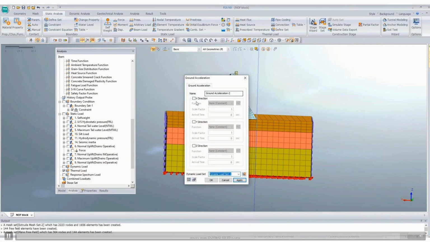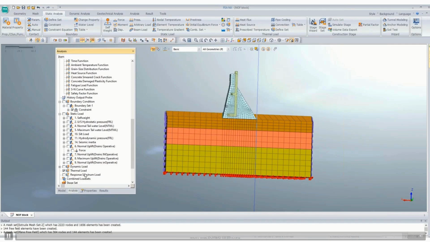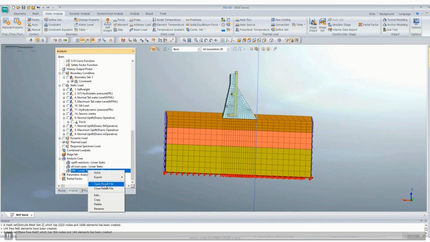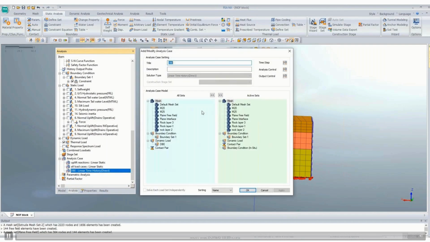Okay, ground acceleration in x direction, dB horizontal, I have to multiply it with minus 0.12, and z direction, dB vertical, that was 0.08. Okay, I'll name it dB. So I'll edit this. I have this dynamic load with me. Okay, so my setup is ready.